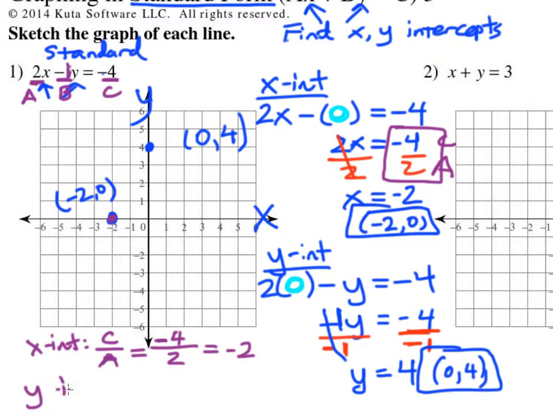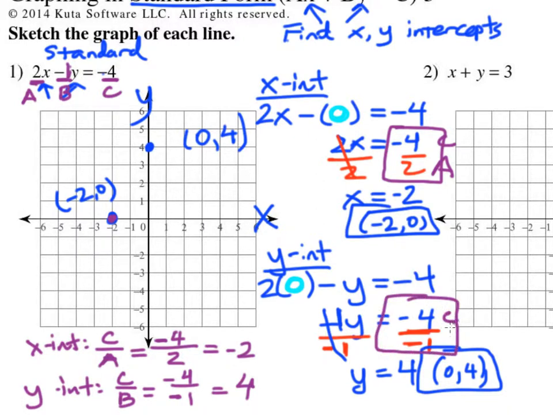And then to find the y-intercept, we just do C over B. So negative 4 divided by, what's our B? It's negative 1. Negative 4 divided by negative 1. A negative over a negative makes a positive. We get positive 4. And that's exactly what we did right here. C over B. So you don't have to do both of these. You can just pick which one you like better.